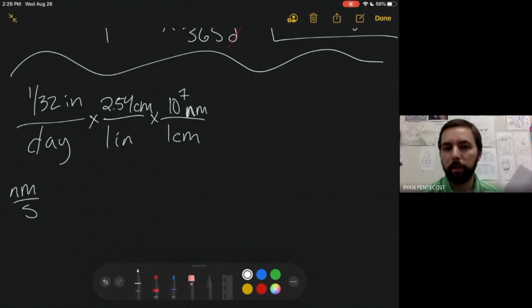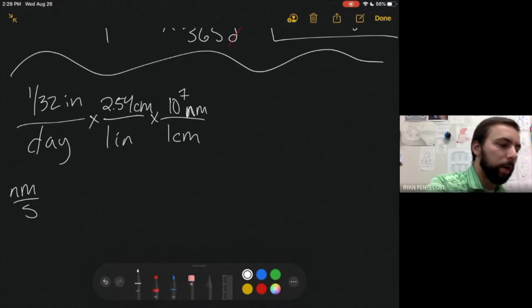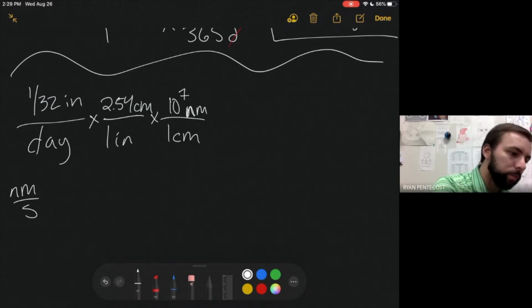Now, the reason I knew that is that centimeters is 10 to the negative 2nd, and nanometers is 10 to the negative 9th. You just find the difference there. There is a difference of 7. Centimeters is obviously the big one, so there are a lot of nanometers in 1 centimeter. So 10 to the 7th nanometers per centimeter. So we've got nanometers down. Got it. Centimeters gone, inches gone.